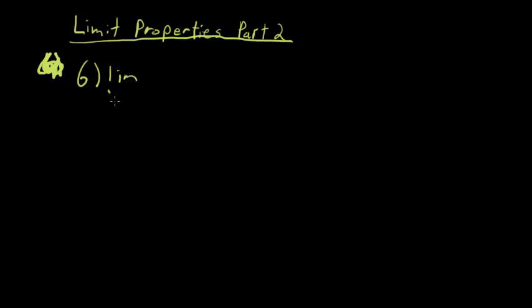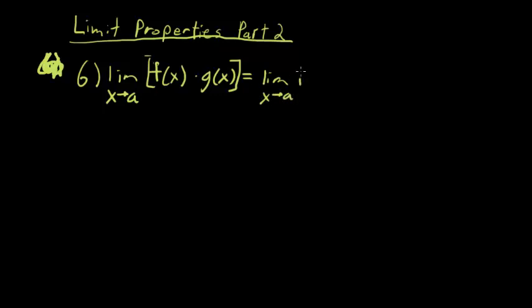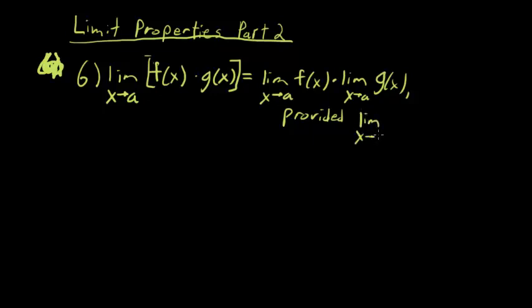The first property we're going to be taking a look at is the limit as x tends to a of f of x times g of x is equivalent to the limit as x tends to a of f of x times the limit as x tends to a of g of x, and of course provided that these two limits exist, provided that the limit as x tends to a of f of x and the limit as x tends to a of g of x both exist.